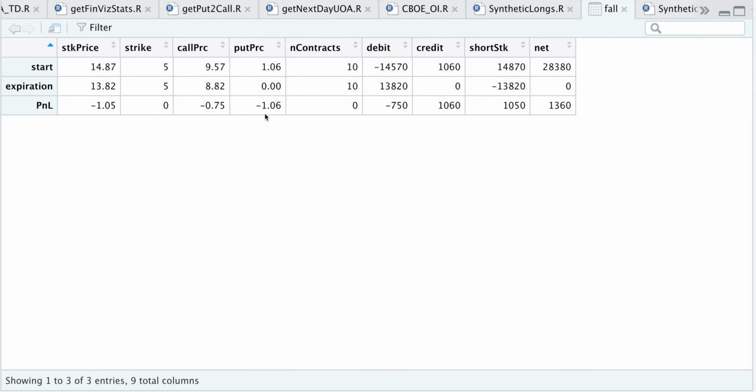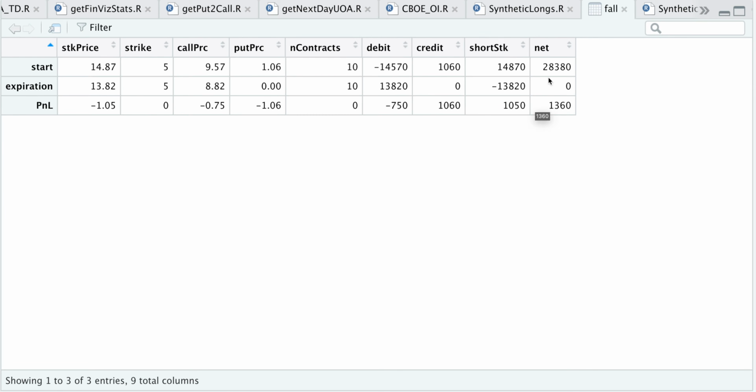So I lost a total of $1.06, or all the put premium. If we were to make this trade happen, we would have bought 10 contracts. Our out-of-pocket cost would have been $14,570. We received the credit for the put, which was $10.60, and we also shorted that stock at $14.87, essentially shorted 1,000 shares, which would have been this amount.